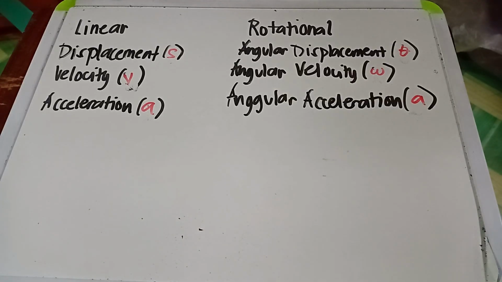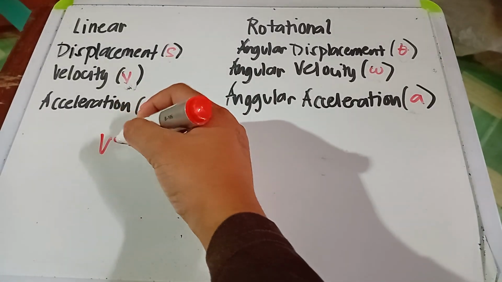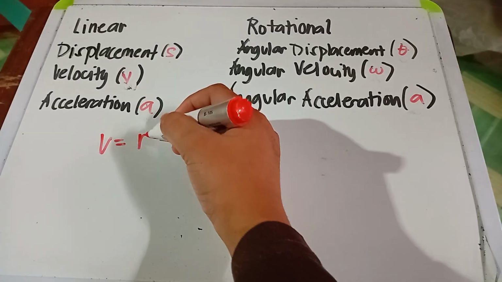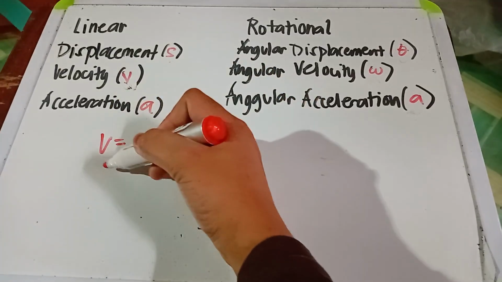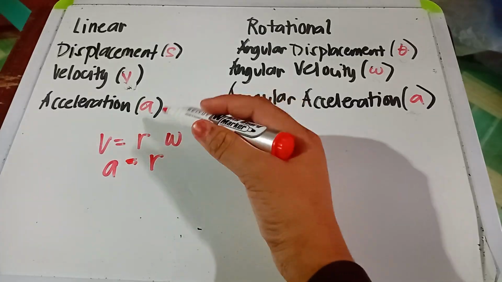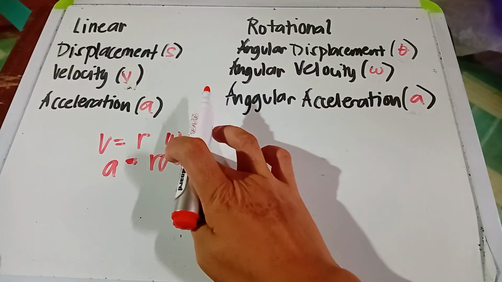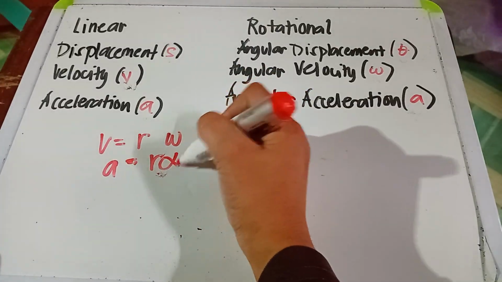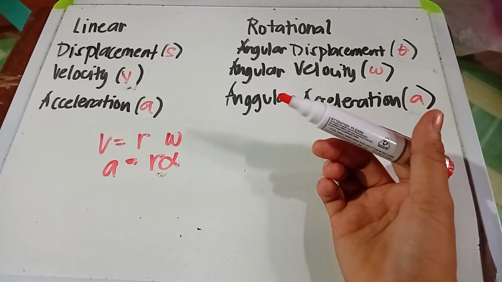Now, instead of linear quantities like displacement, velocity, and acceleration, we use the rotational equivalents. And here's the link between them: v equals r times angular velocity, and a equals r times angular acceleration, where r is the radius of rotation. Easy, right?